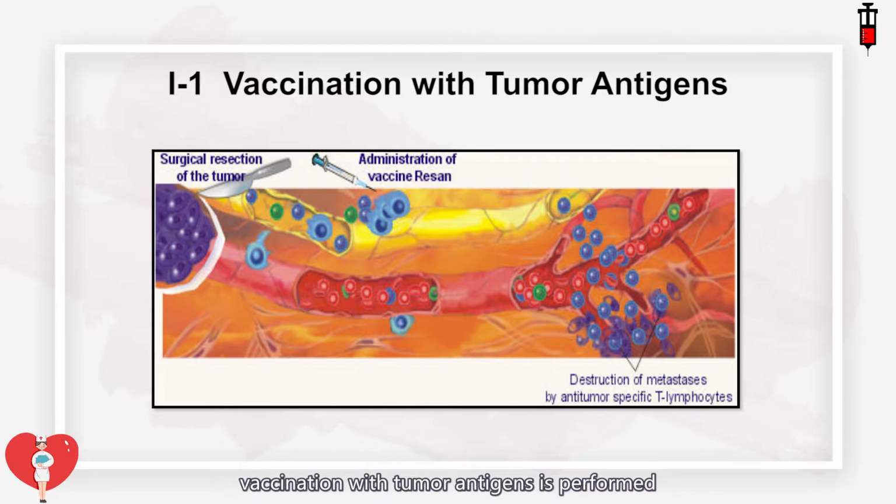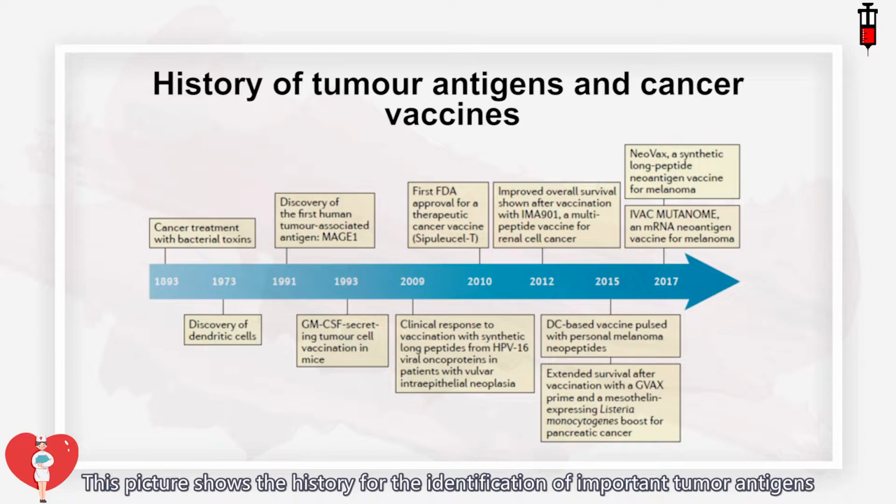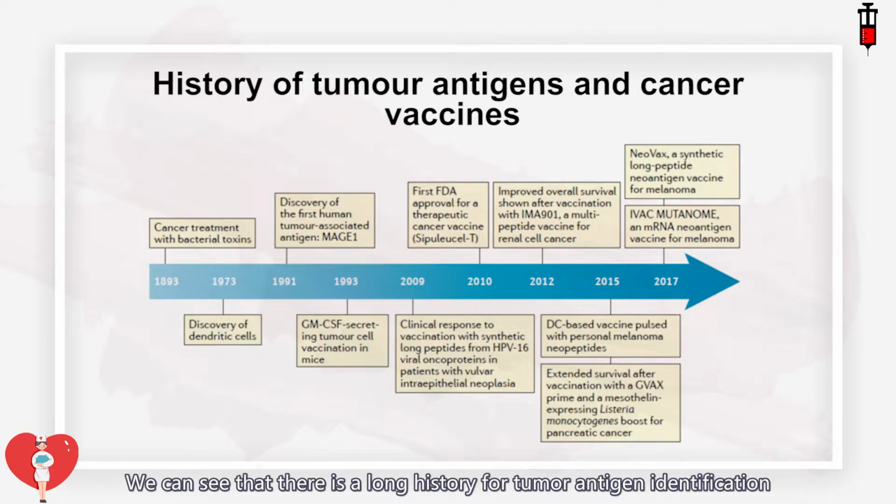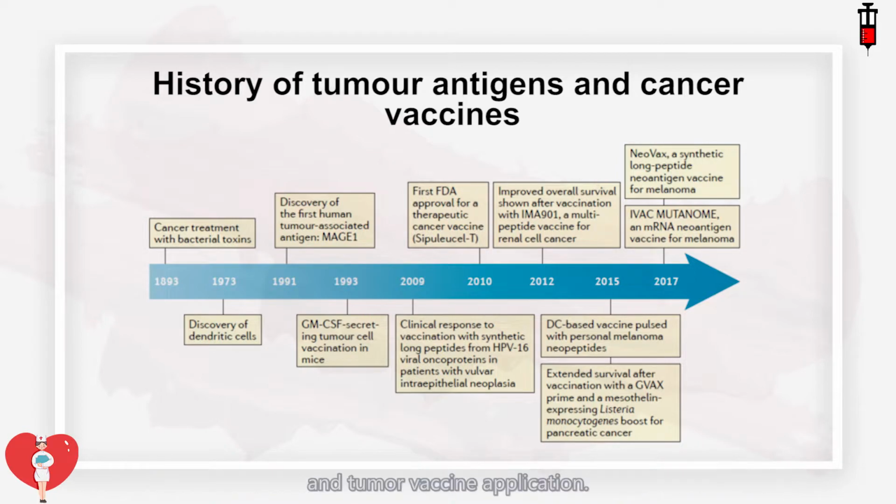Vaccination with tumor antigens is performed to actively stimulate anti-tumor immune response. This picture shows the history of the identification of important tumor antigens and the application of tumor vaccines for therapy. We can see that there is a long history of tumor antigen identification and tumor vaccine application.